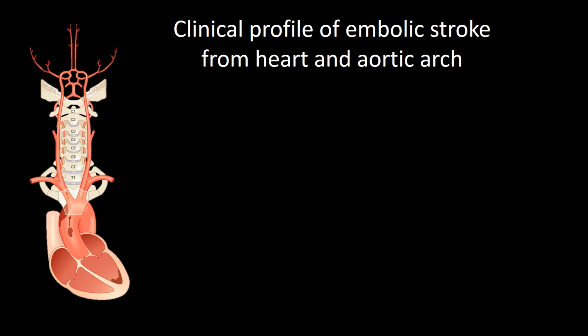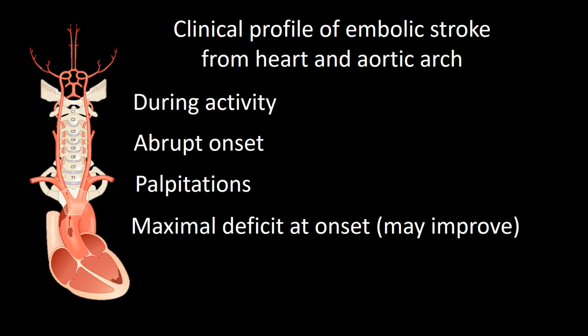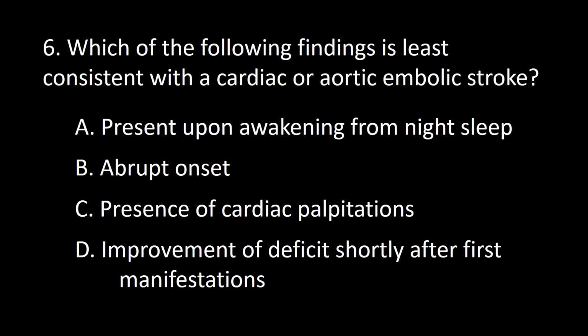The clinical profile of an embolic stroke arising from the heart or the aortic arch is often quite distinct. They often occur during activity, while the patient is exercising. Onset is abrupt. Palpitations are often present. Maximal deficit is usually at the onset and may improve as embolic material is pushed forward in the arterial tree. Cortical signs like aphasia, agnosia, apraxia, neglect, seizures, and incomplete hemisyndromes, meaning involving only one segment of the body, let's say the leg and not the arm, or vice versa, are common. So the answer to this question is A.